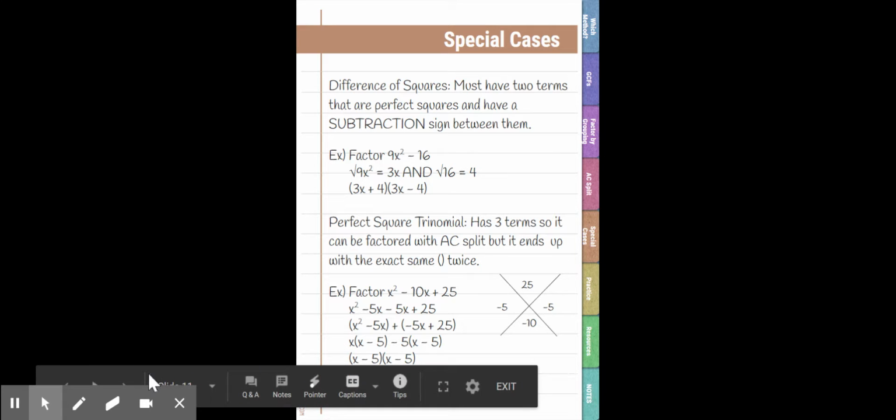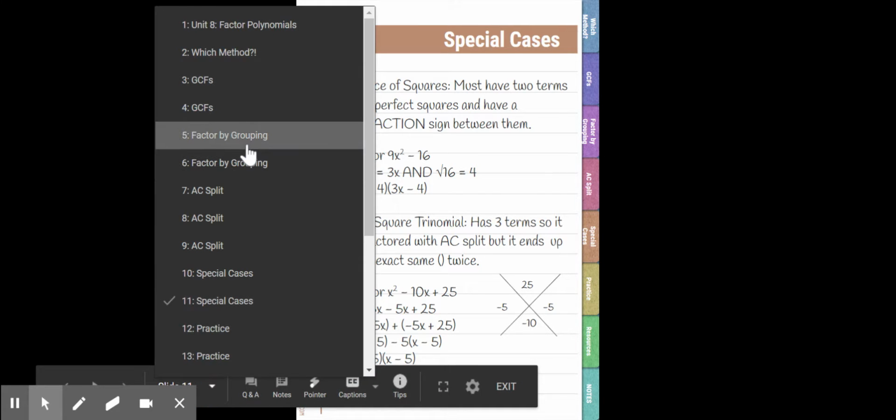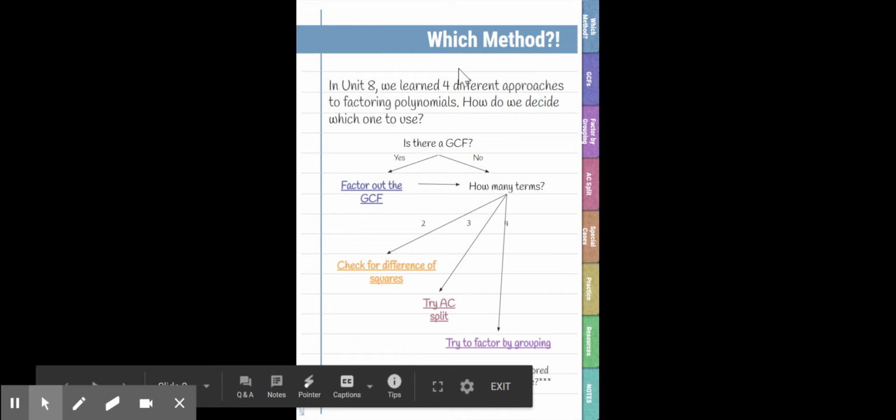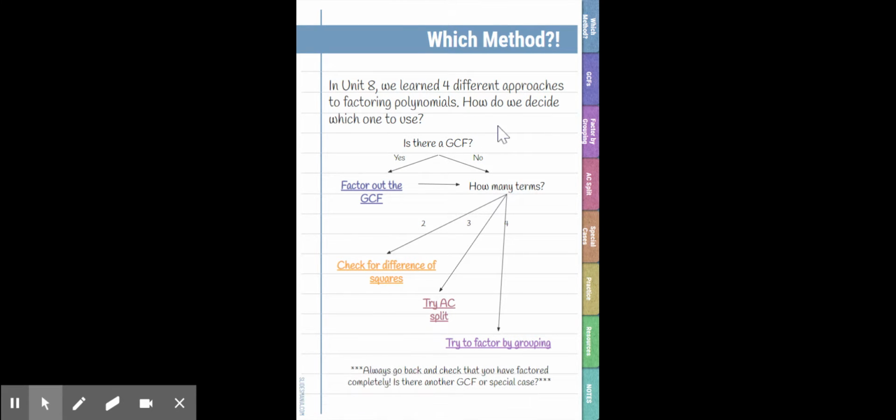Okay, so now I want to go back to my which method. So in Unit 8, we learned 4 different approaches to factoring polynomials. How do we decide which one to use? Okay, so is there a GCF? Yes, you're going to factor that out. And then you're going to go check to see how many terms. If there's not a GCF, you go right to how many terms.